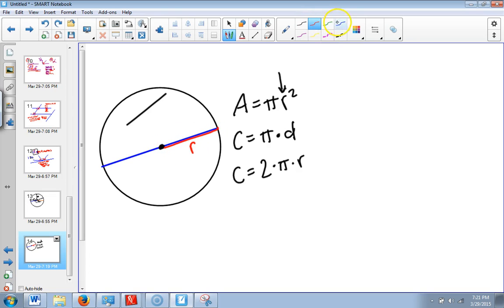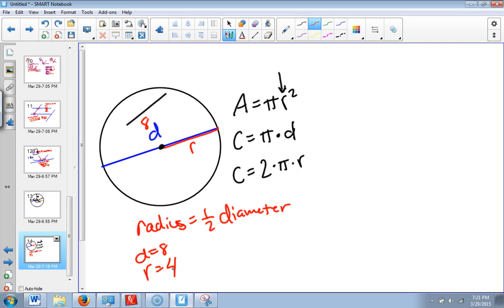So R in blue is your diameter. Okay, so your radius is 1/2 of your diameter. If you're given that the diameter is 8, d equals 8, your radius is half of that, so your radius is 4. Let's find the area of the inside of our circle here. Pi times 4 squared. The squared is only applying to that radius. It's not applying to the pi as well.